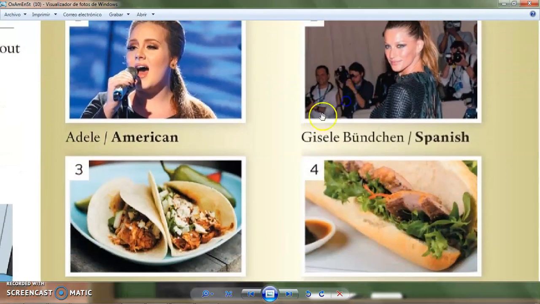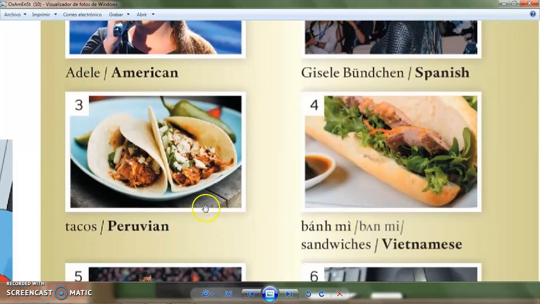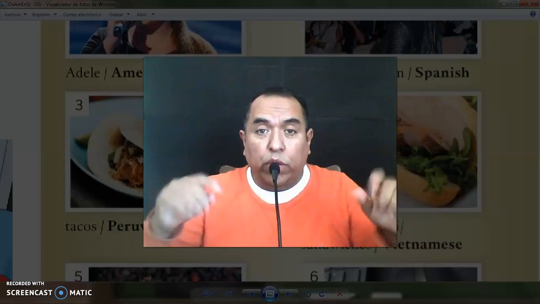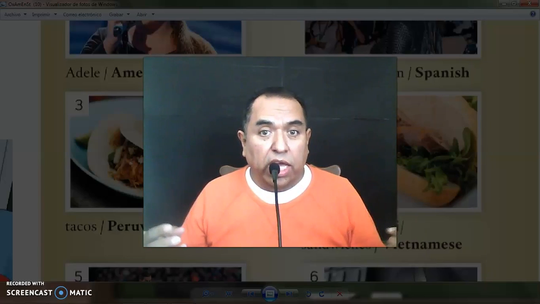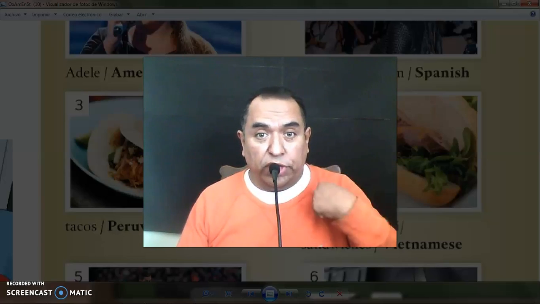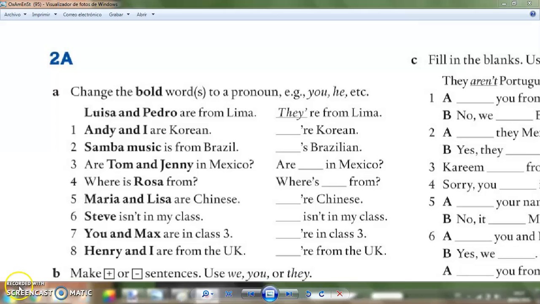Here you have Giselle Bündchen. Here you have tacos. Here you have sandwiches. Remember, you're using the pronoun and you're using the verb to be. And remember that the pronouns have that rule. We are using are with the plural pronouns: we, they, you. And we use is with the singular ones. The first person and the third person: I, he, she, it.